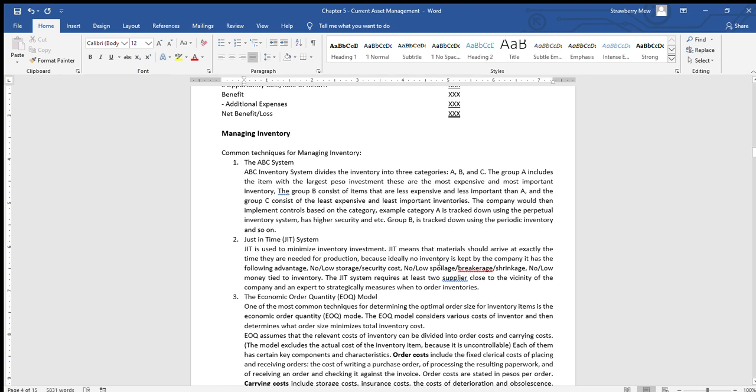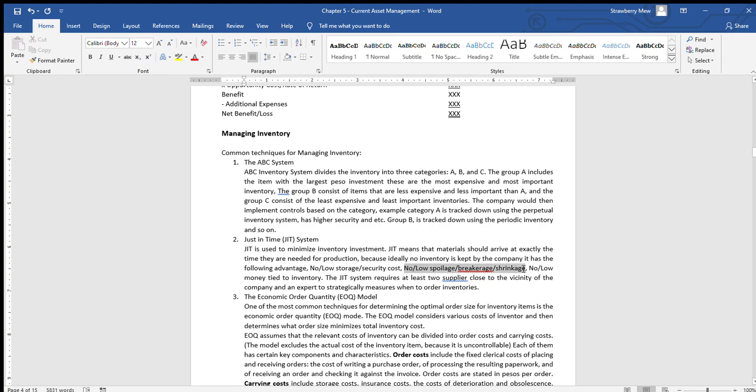Okay? So, dahil ino-order lang ang inventory kapag gagamitin na, ideally, there should be no storage cost, right? So, there should be low storage cost and there should be low security cost as well. Okay? So, yun yung goal ng just-in-time inventory. There should also be no or low spoilage, breakage, or shrinkage.